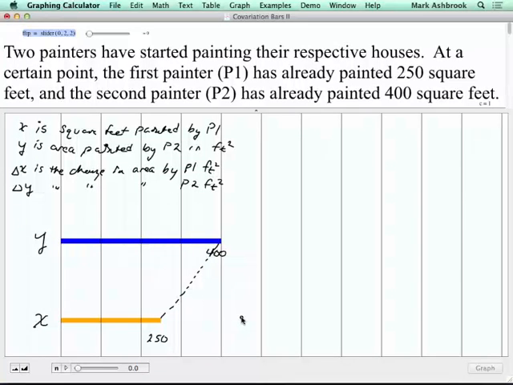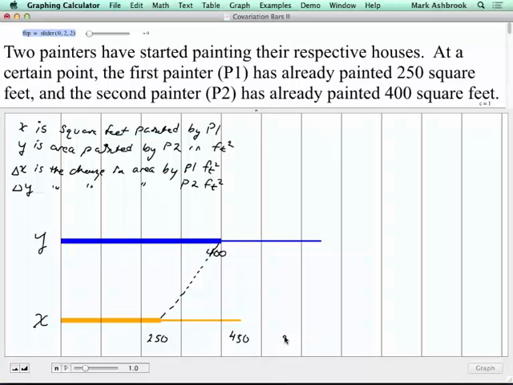So each one of these vertical bars obviously is 100. That's your reference to kind of make sense of this. So I'm going to say, all right, now painter number 1 has just painted a total of 450.